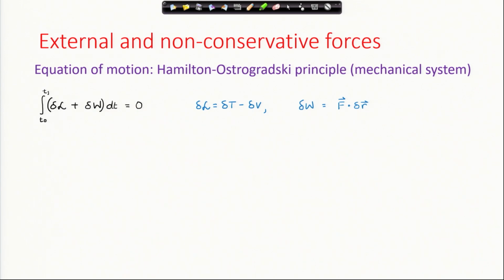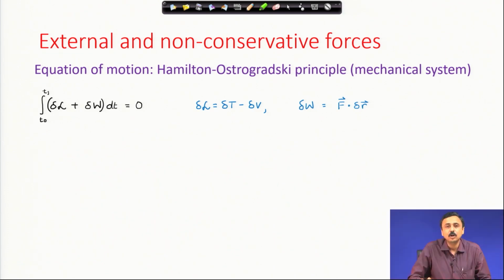Now, we look at the Hamilton-Ostrogradsky principle. Delta L is of course delta of a scalar function L, where L is kinetic minus potential energy of the system. Delta W cannot be decomposed that way. Delta W is F dot delta R, we have just now seen that.